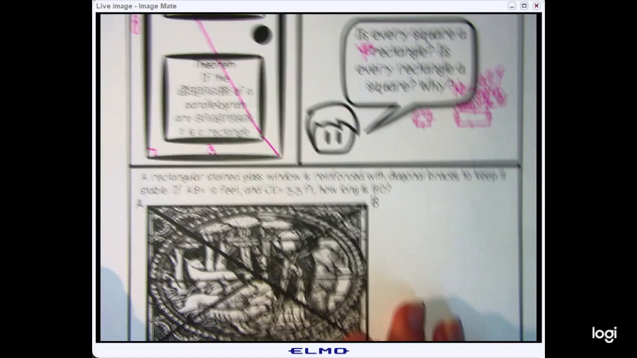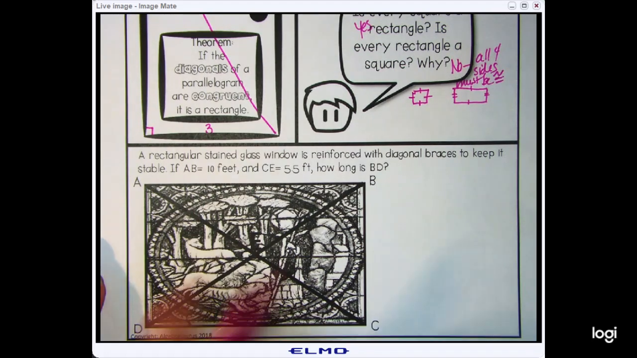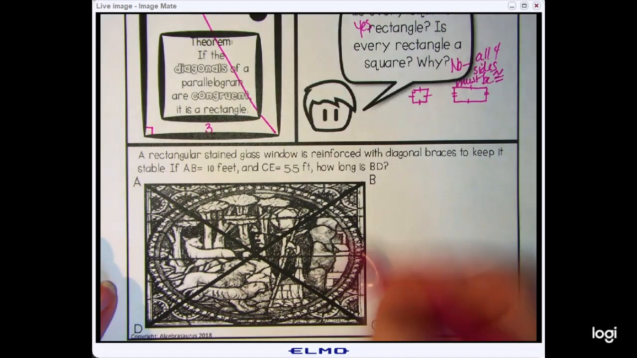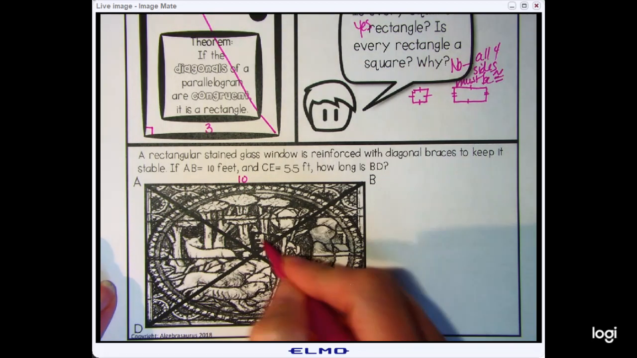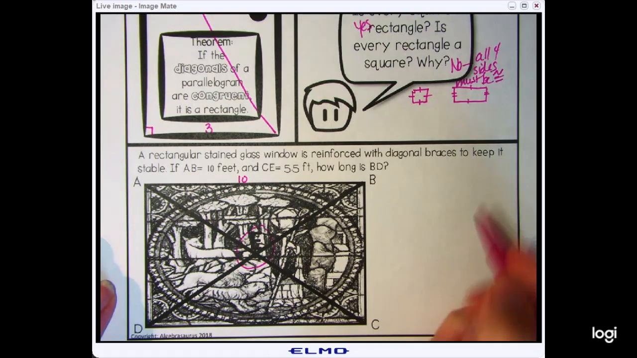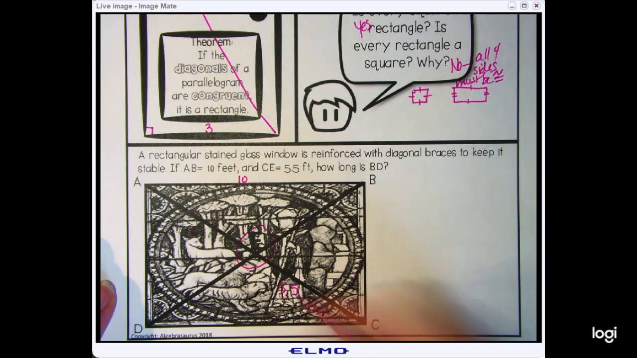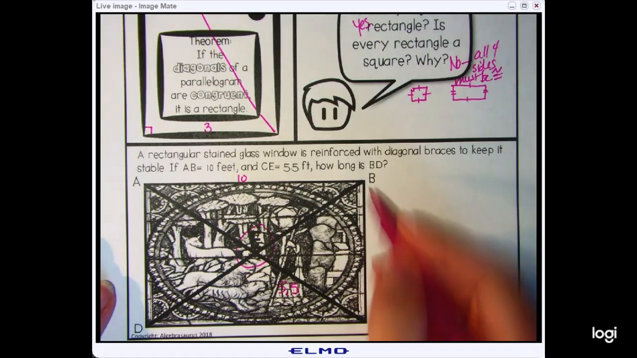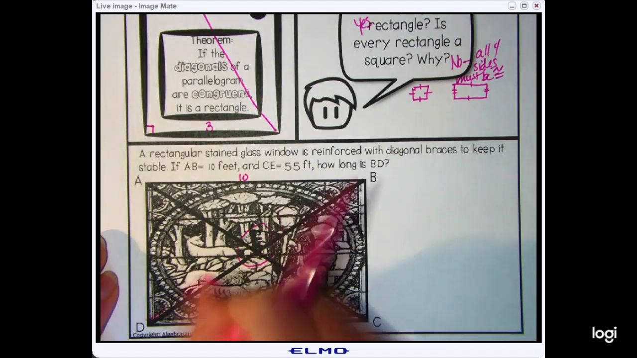Okay, and the problem down here, we've got a stained glass window. It's reinforced with diagonal braces to keep it stable. And it says AB is 10 and CE, E is right here, this point. So let's see, back up. CE is 5.5. How long is BD? All right, so I want to know, let's highlight that so I can see that a little bit better.